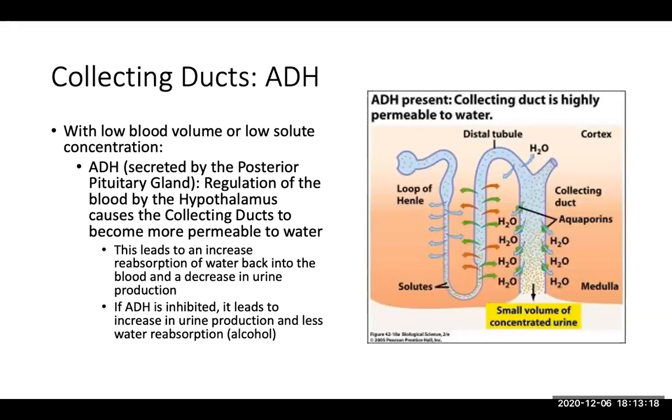Antidiuretic hormone, secreted by your posterior pituitary gland, is secreted when there's low blood volume or low solute concentration. This helps to regulate the blood, causing the collecting ducts to become more permeable to water, which leads to an increased reabsorption of water back into the blood and a decrease in urine production. If ADH is inhibited, as in the case of alcohol consumption, it leads to an increase in urine production and less water reabsorption.